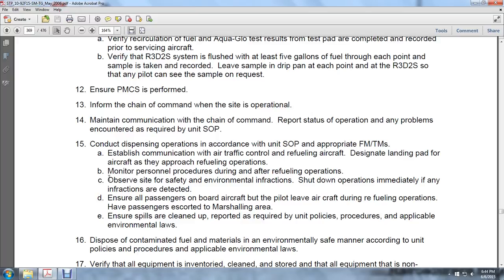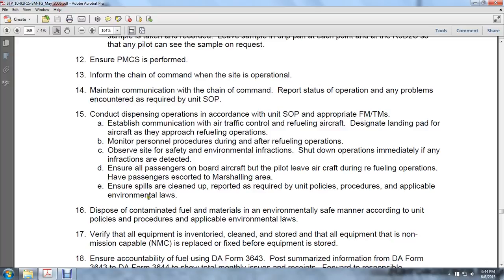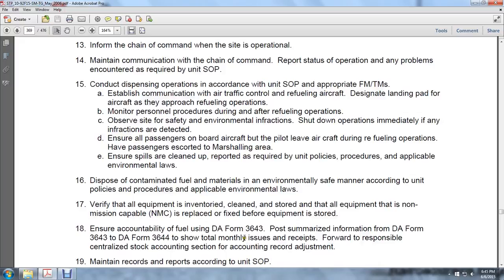Ensure spills are cleaned up and reported as required in the unit policy and procedures applicable for environmental laws. Dispose of contaminated materials in an environmentally safe manner according to unit policies, procedures, and applicable environmental laws. Verify all equipment is inventoried, cleaned, and stored, and that all non-mission-capable equipment is replaced or fixed before the equipment is stored.